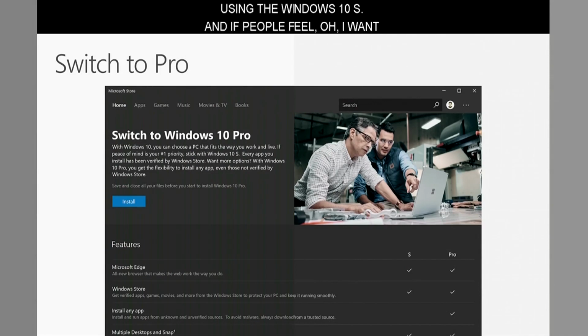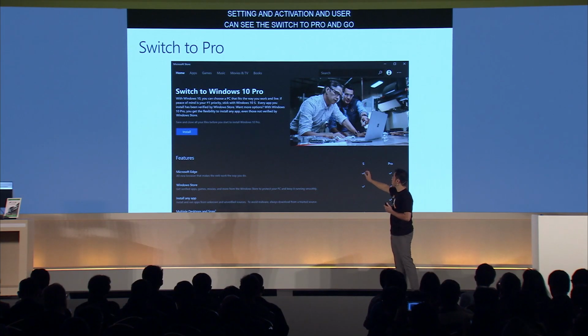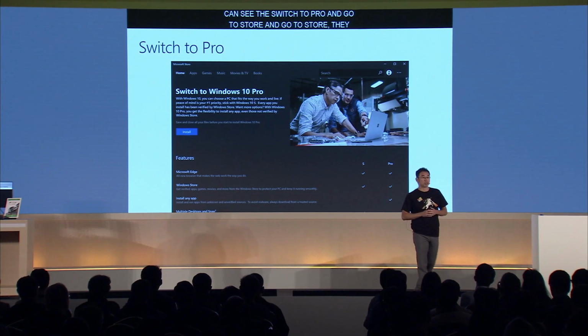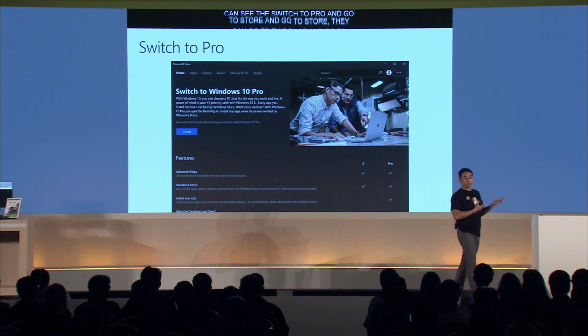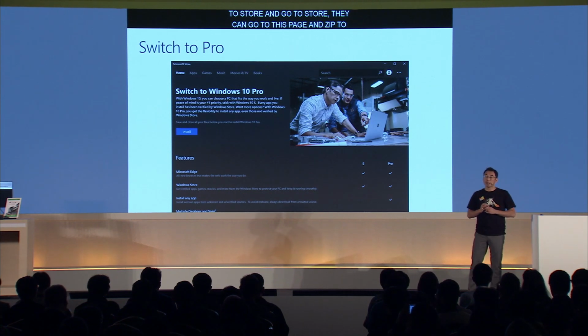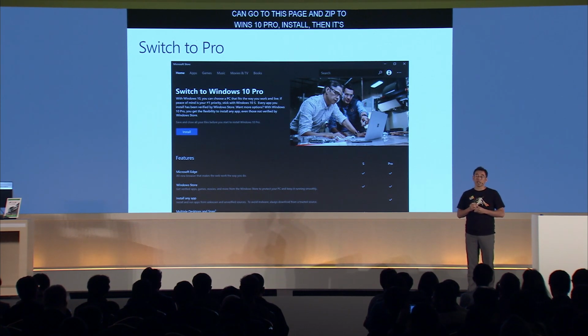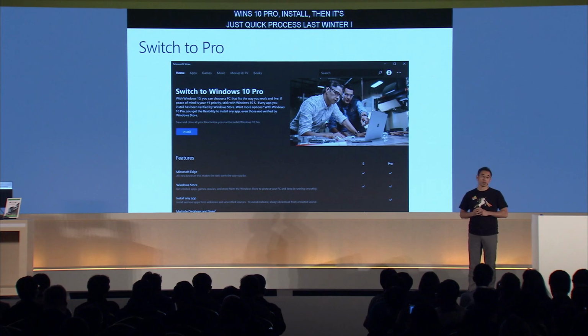Switching to Pro happens from Settings. The user can go to Settings, then Activation, and see the switch to Pro option, then go to the Store, go to this page, switch to Windows 10 Pro, and install. It's just a quick process. At the last WinHEC, I demoed with a Toshiba system, and it took maybe 3 to 5 minutes, and then boom, you can use the Windows 10 Pro system. So if the user wants to use Windows 10 Pro, they can do that. That's the power of Windows 10 S.